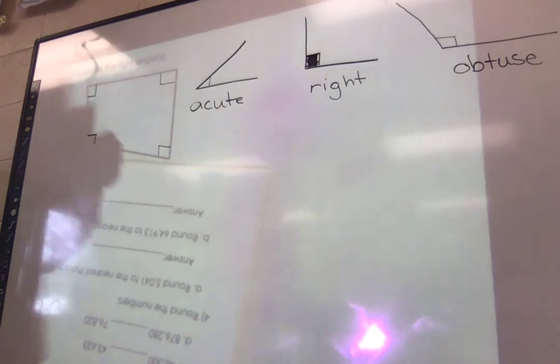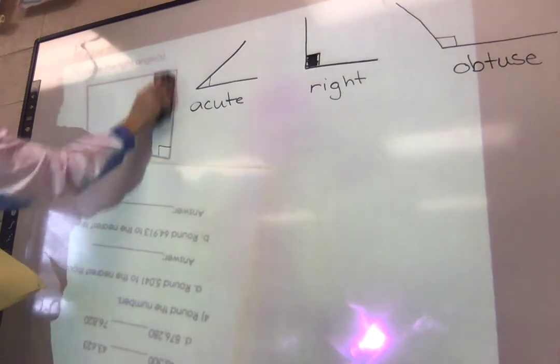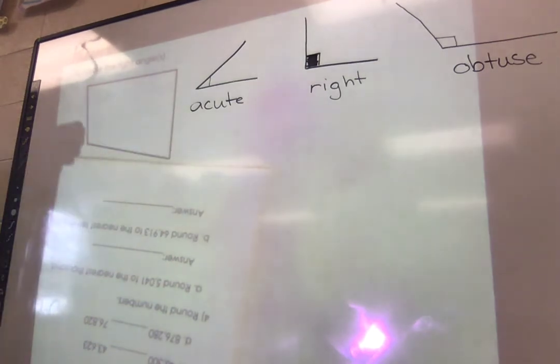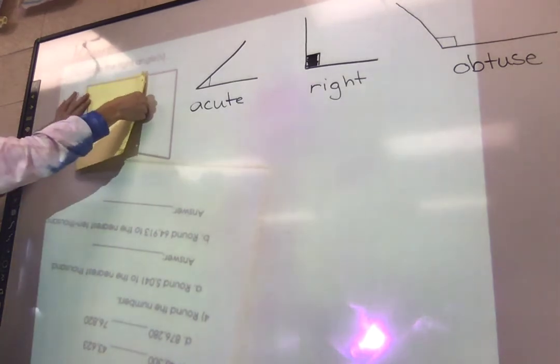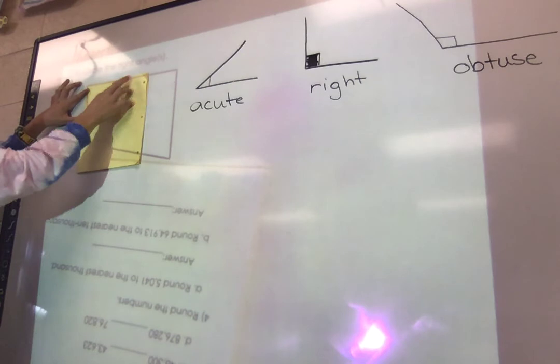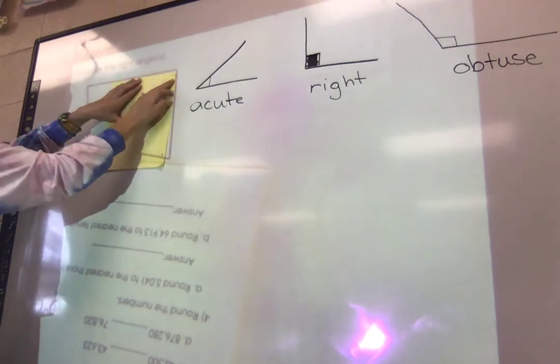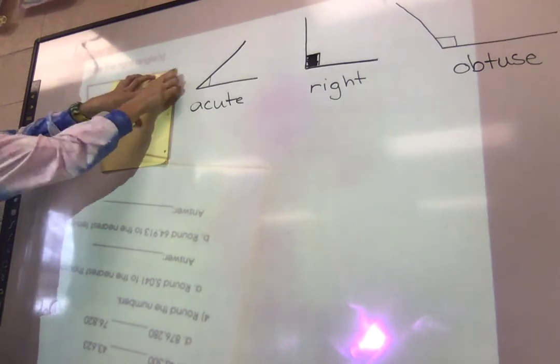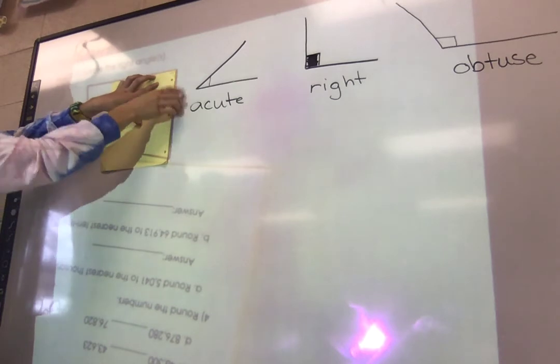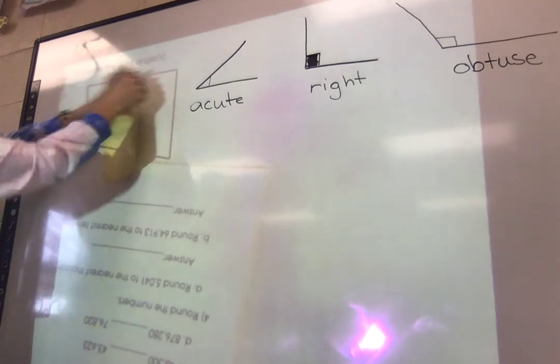You can do the paper test. Let me erase these. If you take the corner of your paper and you put it in your square, let's do this one first. Does it fit perfectly? Yes. Okay, so is that a right angle? Yes.